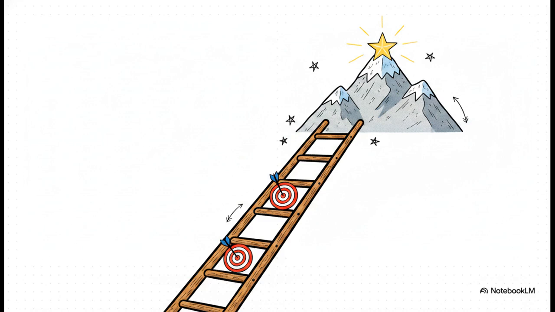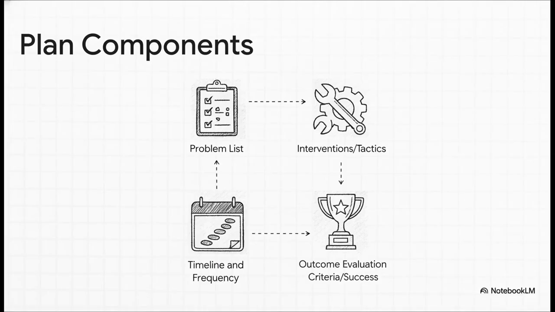client to climb. The plan integrates the specific problem list generated earlier. Interventions are detailed down to day-to-day tactics. Timelines are established. Typical evidence-based treatments like CBT usually run about 8 to 30 sessions, and outcome criteria are set so everybody knows exactly when treatment is a success.